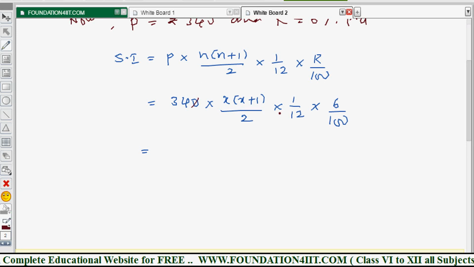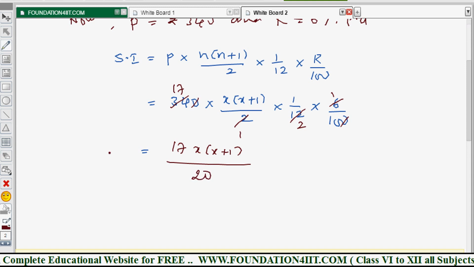Okay, 0 0 can cut, and 2 ones are 2, 17, right? And 6 and 2, 6 ones are 6, 6 twos are 12. Now 210, 17 is a prime number, it's not divisible. Then 17x into x plus 1 is the numerator, divided by 2 into 10, which is 20.